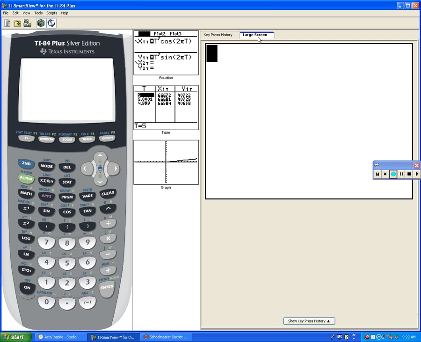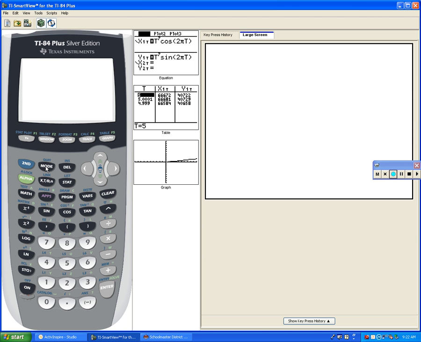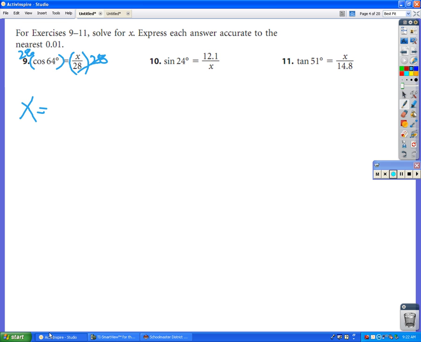And so this is a calculator problem. So I just type in 28 times cosine of 64, and I get about 12.27. They want 2 decimals, so I'm going to go 12.27. Okay?